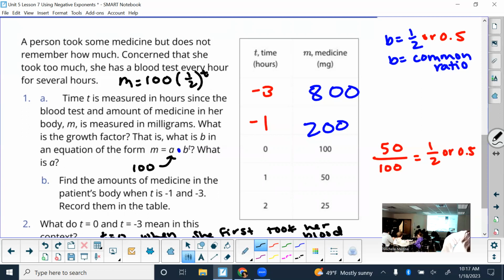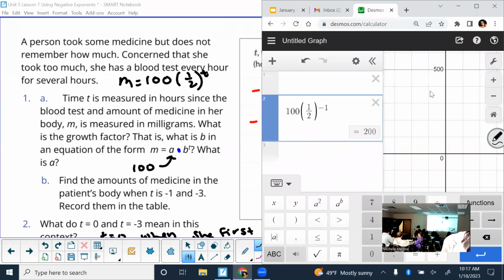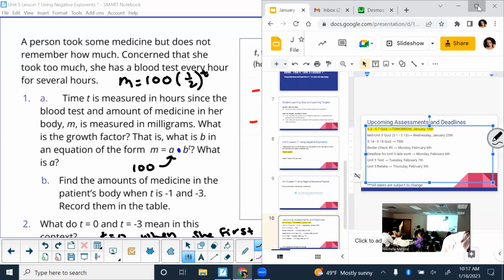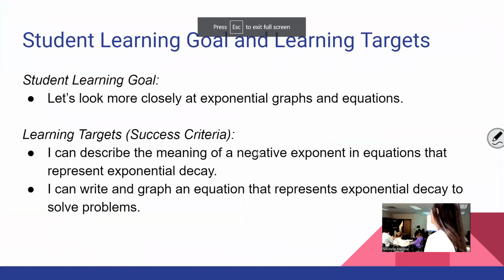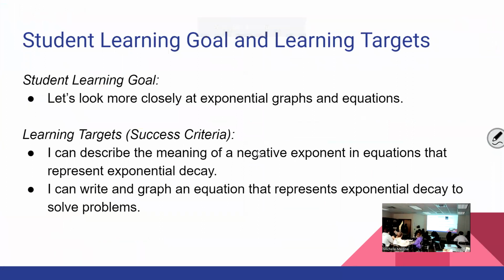So let me take you back to the goal. If you can make the equation, then you've met the goal. We've kind of been working on that for a few days. So if you're still having trouble, you need to speak up. Then describing the meaning of negative exponents. So negative exponents would be before the starting amount, sometime before that. Whether it's days, weeks, hours, we'll say in the problem. Questions?